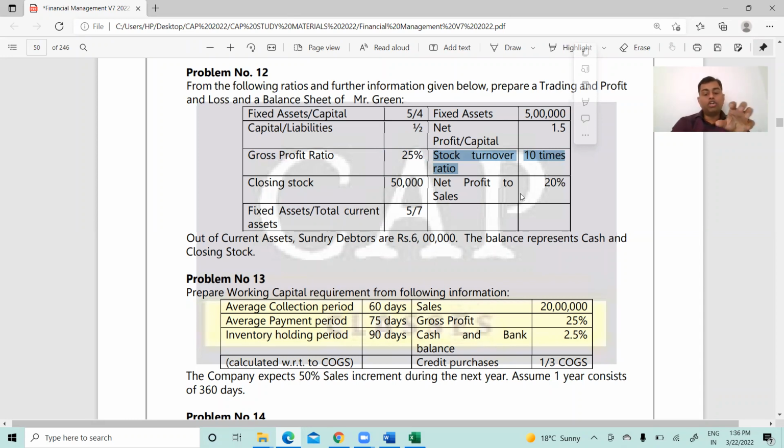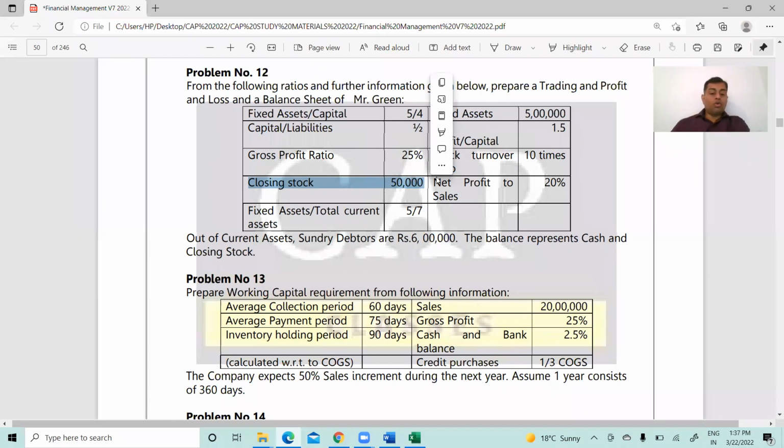Stock turnover ratio is equal to cost of goods sold by average inventory. Cost of goods sold 22,50,000. Stock turnover ratio 10 times. So average inventory will be 2,25,000. Correct. So that will be average inventory. Closing stock 50,000 is given. Can you calculate opening stock? Average stock 2,25,000. Closing stock 50,000. So what is opening stock? Opening stock plus 50,000 divided by 2 is equal to average stock. So now you have to calculate opening stock. Opening stock is 4 lakhs.